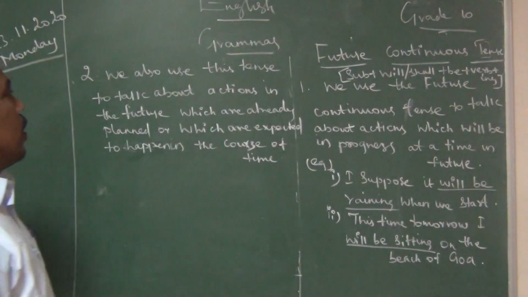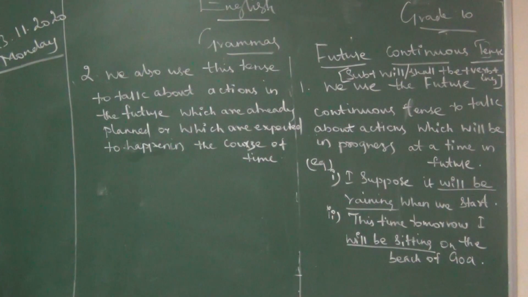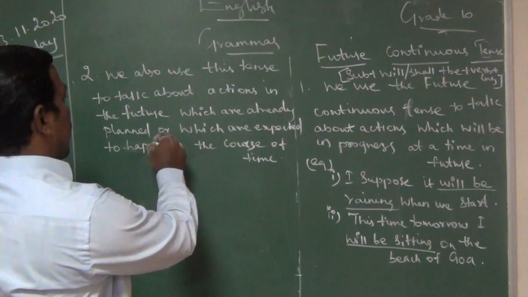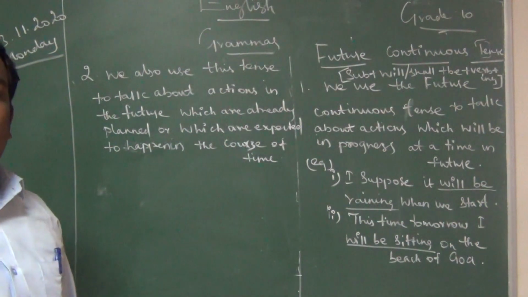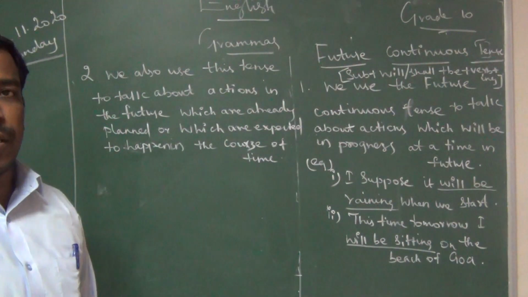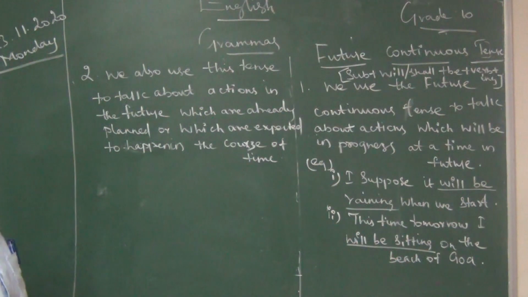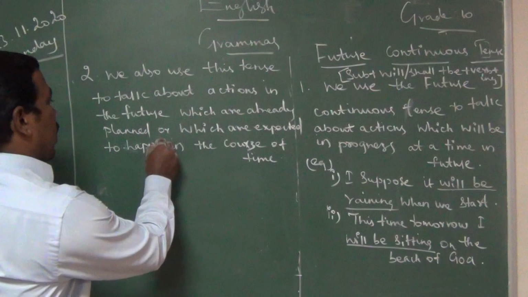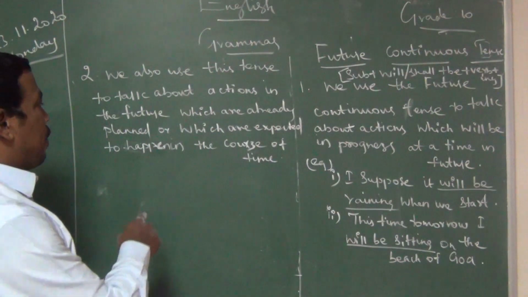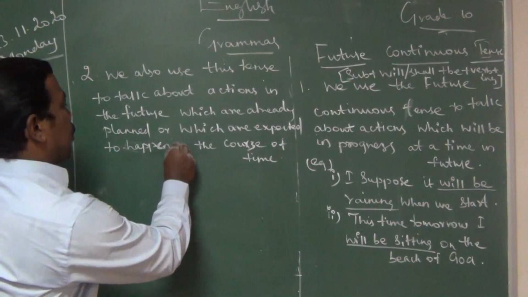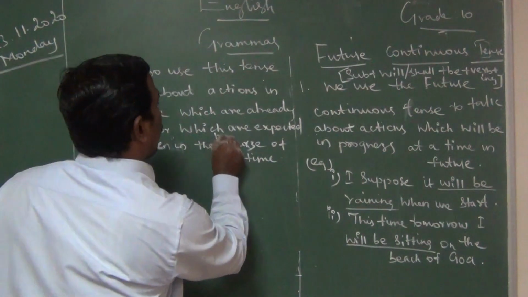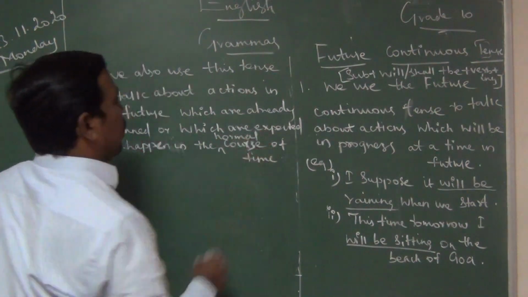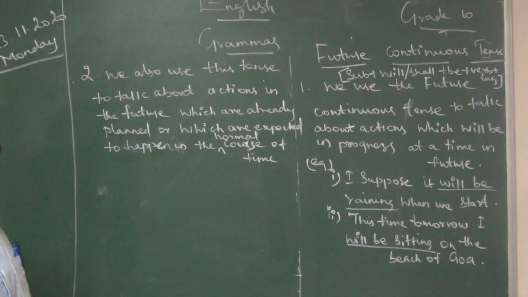Second rule for future continuous tense: we also use this tense to talk about actions in future which are already planned, or which are expected to happen in the normal course of time.